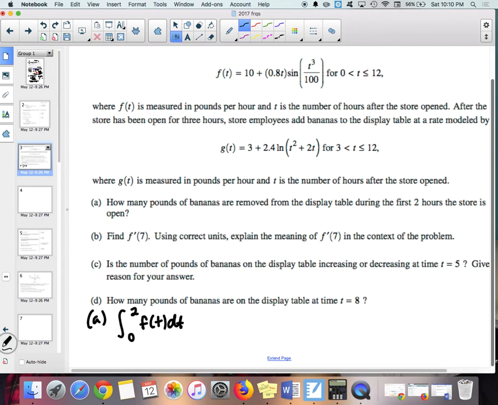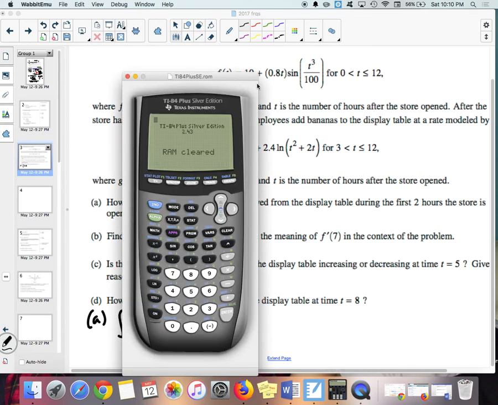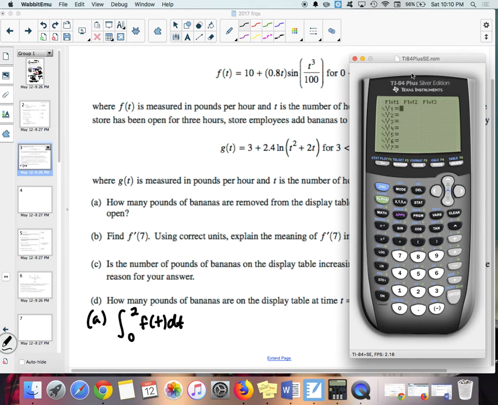Since this is a calculator question, I would make sure that you have everything in your calculator. So I would put your y1 as your f of t function. We're going to do 10 plus 0.8 t multiplied by sine of t cubed, and then divided by 100. And then we're also going to put the g of t in while we're at it, because we're probably going to have to find intersection points or antiderivatives or whatever. So I'm going to put in natural log of t squared plus 2t, like that.